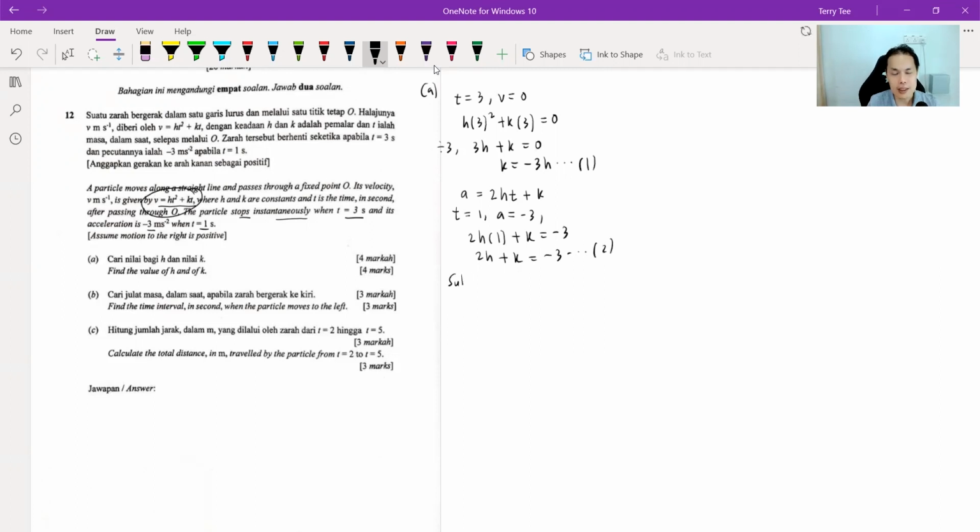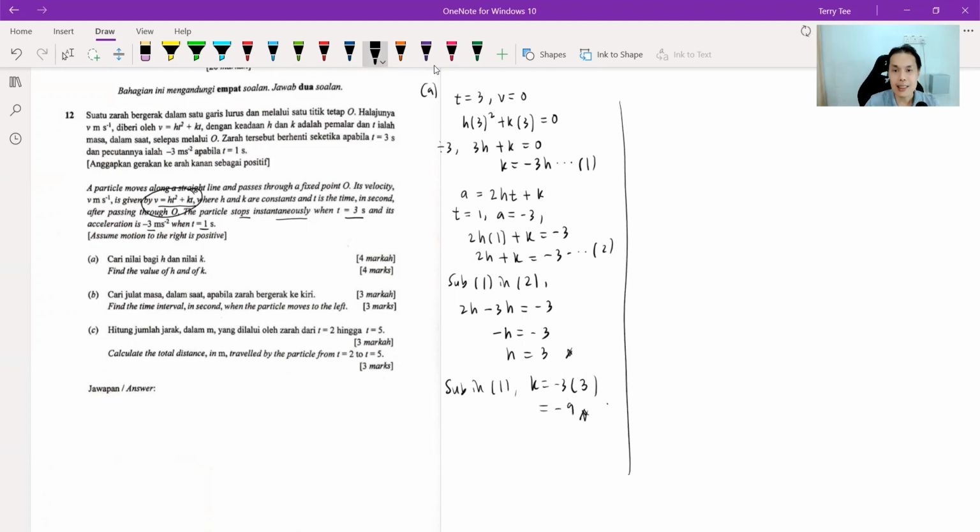Now I'm going to substitute equation 1 into equation number 2. My k is now -3h, so 2h minus 3h is -3, and my -h is -3. H is just 3. As we substitute into equation 1, we'll get our k. K is -3 times 3, so k is -9. Okay, I've got my h, I've got my k.